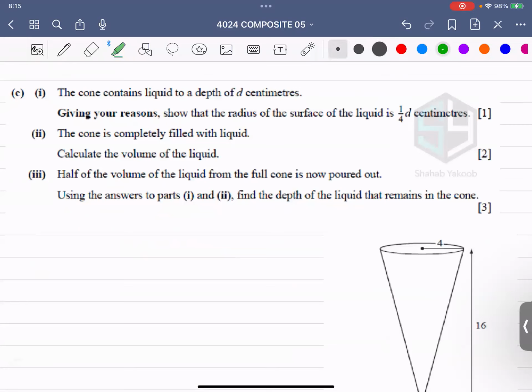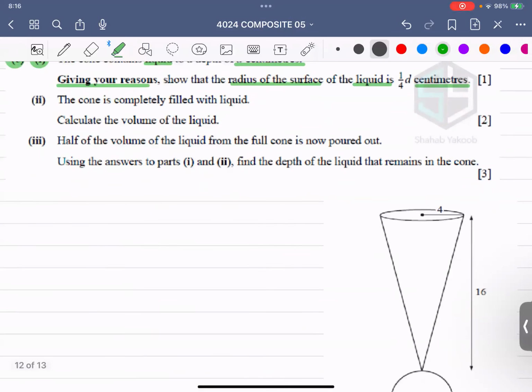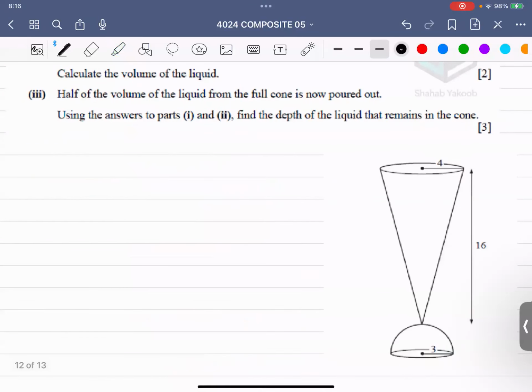The question is asking for the cone contains liquid to a depth of d centimeters. Giving you a reason, show that the radius of the surface of the liquid is 1/4 d centimeters. Why is this so? We have to understand. That's how we have to start thinking. This 4 is the radius. This 16 is the height. So the ratio of the radius to height is 4:16, which is 1:4.